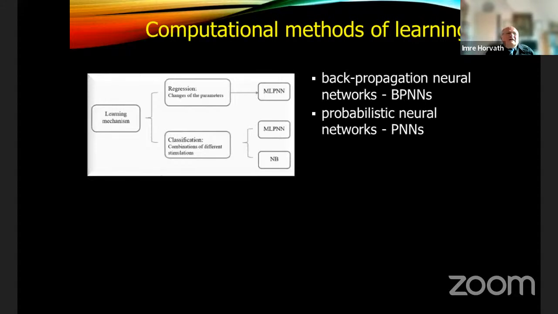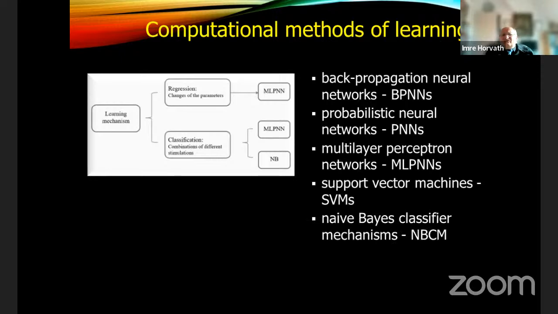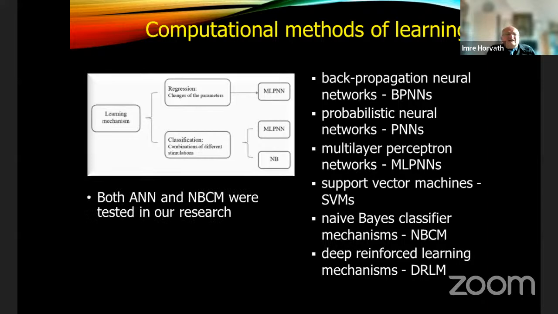So actually, we wanted to have a learning mechanism, and we considered regression, and we also considered classification in many places, and we tried back propagation neural network, probabilistic neural network, multi-layer perceptron network, support vector machines, memory-based classifiers, deep reinforcement learning mechanism, and so on and so on. And the experience with them, because the implementation of the reasoning was not so easy.